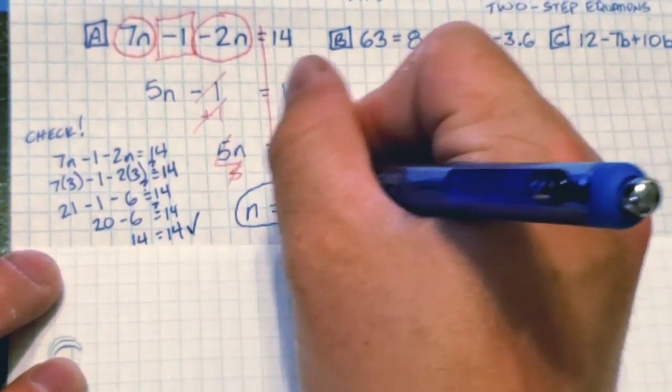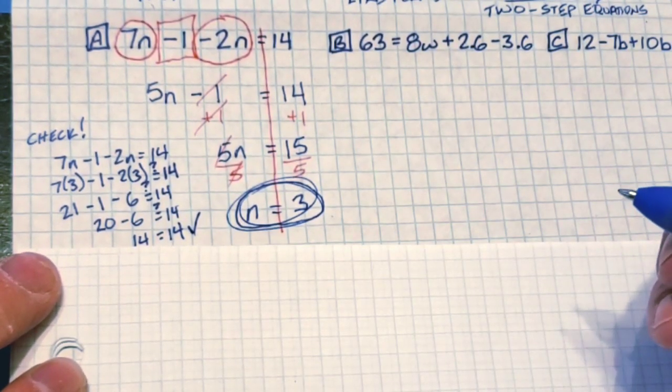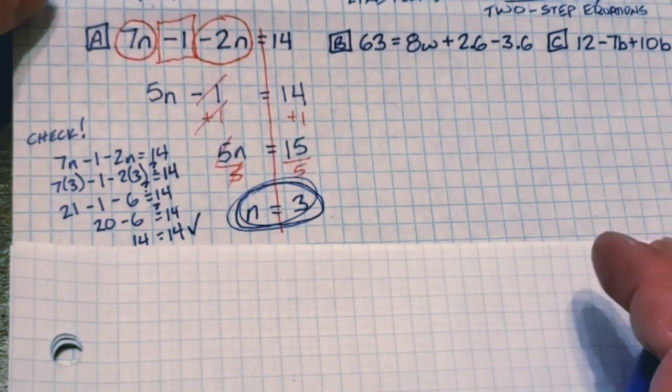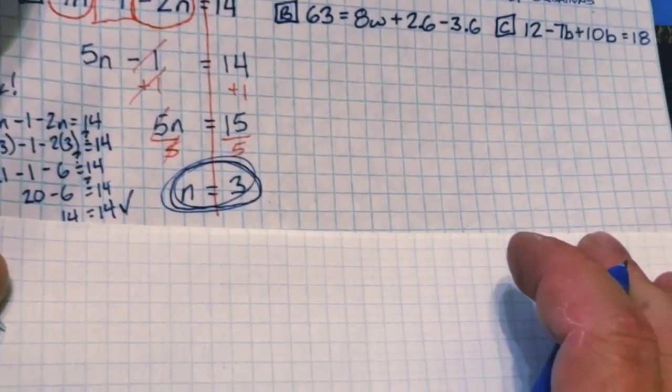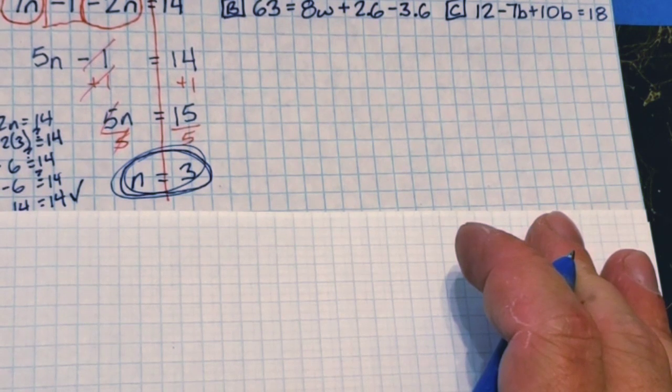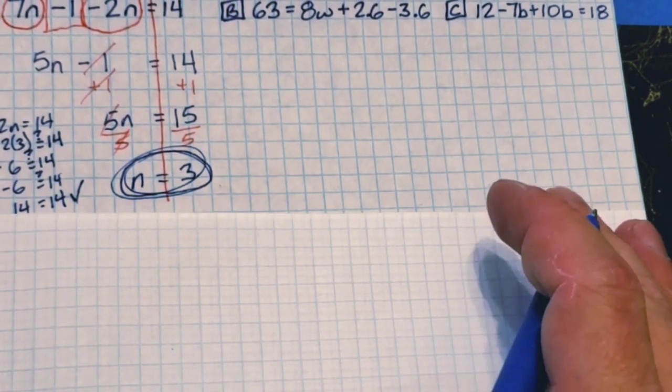This was our answer. The n minus 3 was correct. All right, that's the only one I'm going to show you again how to check, but you should be checking all of your answers to make sure that they're correct.